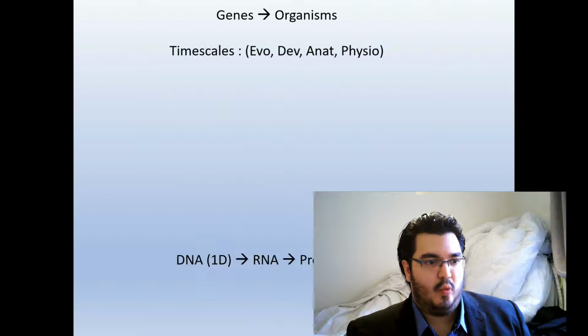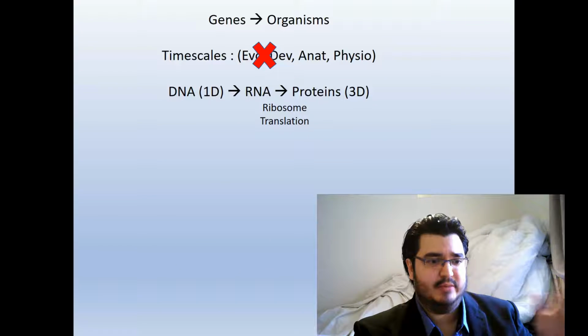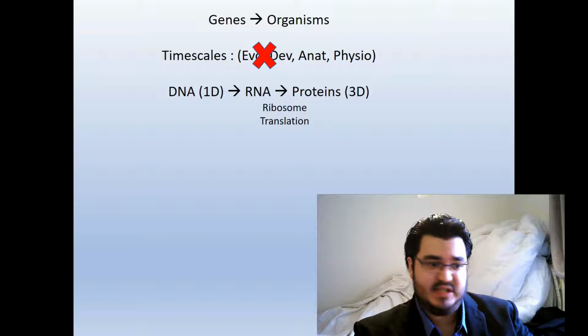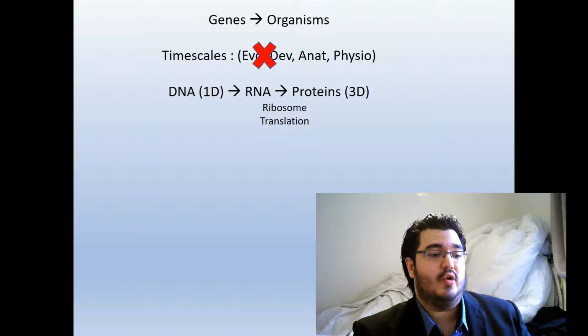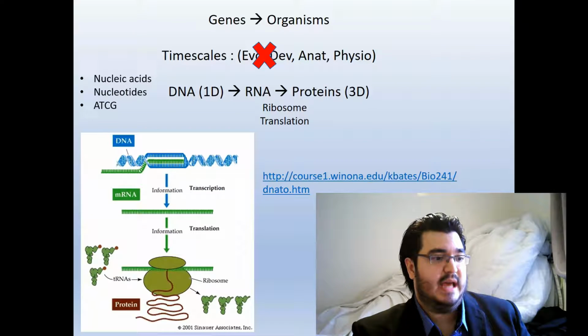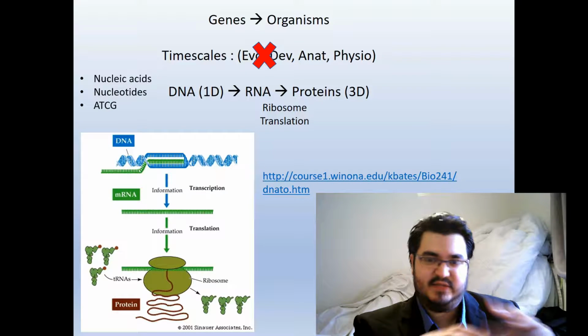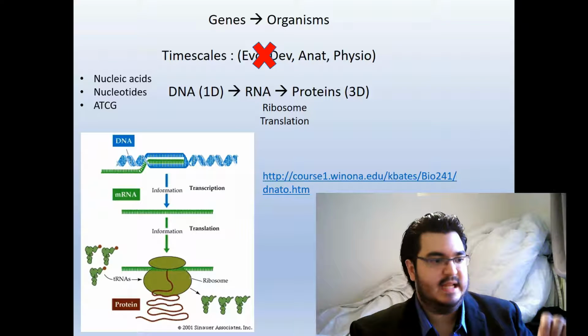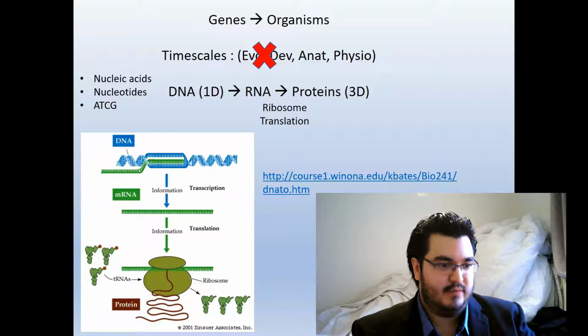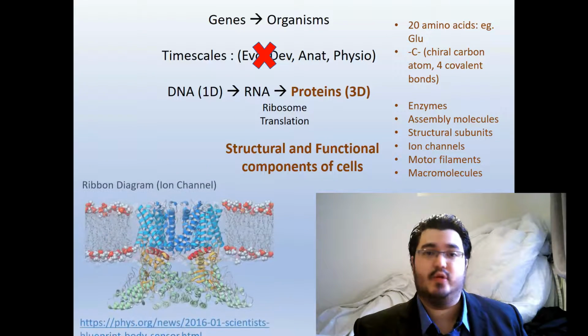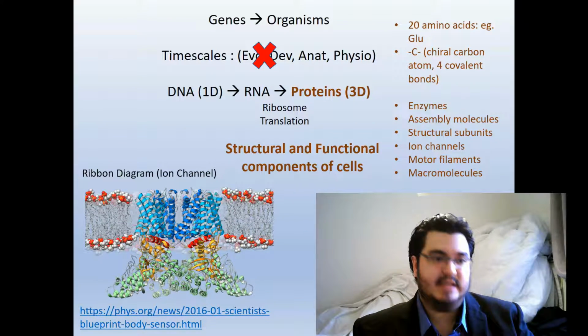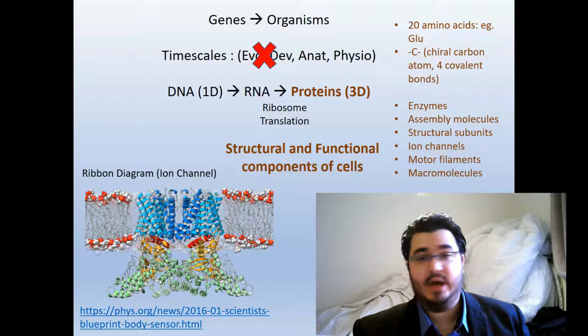So what we're interested in is genes to organisms. We'll look at the anatomy and physiology, structure and function. For A level, I think you need to know this. We have DNA, we have the code. The DNA molecule is three-dimensional, but the code is a one-dimensional code. And then you want to go from that code to the protein, the three-dimensional protein. That is essentially the basis of life in a way.